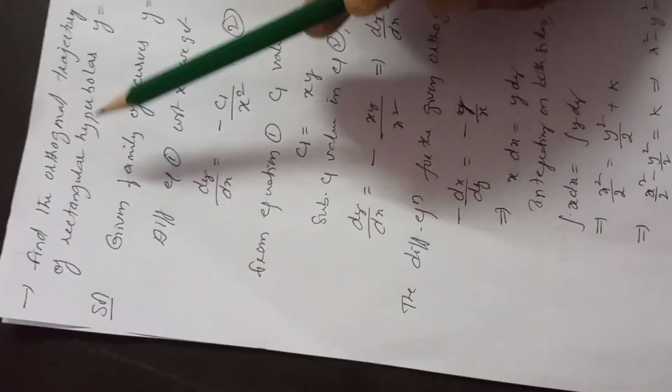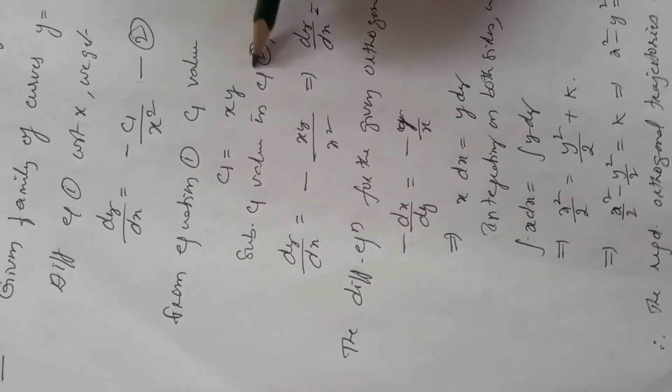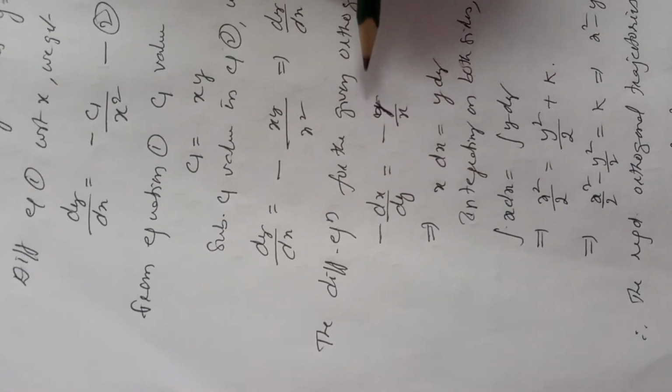Now, 29, 30. Again same problem. Find the orthogonal trajectories of the family of rectangular hyperbola y is equal to c1 by x. Same procedure. See here, differentiation, eliminating c, replacing dy by dx by minus dx by dy, and then integrate it. This is very very important concept.